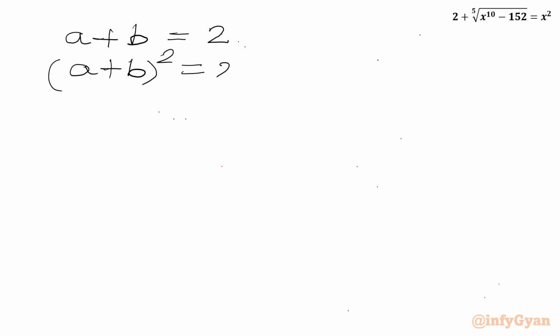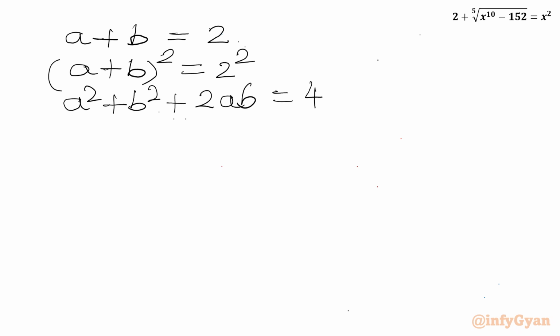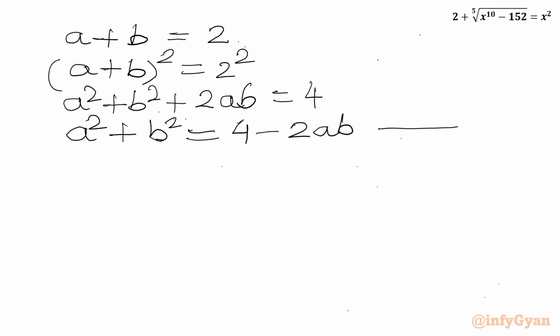I will write our second equation here, a plus b equal to 2. Now I will consider squaring both sides. So (a plus b) whole square will be equal to 2 whole square. Now we can write a square plus b square plus 2ab formula will be equal to 4. Now from here I can write the value of a square plus b square. This will be equal to 4 minus 2ab. This is our equation number 3.